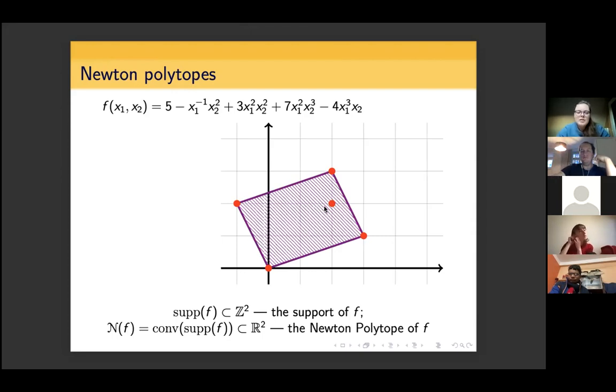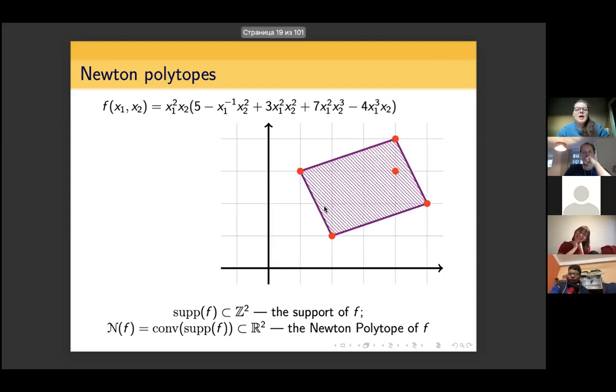Still, it helps to recover a lot of information about the variety given by this polynomial. If you have ever heard of theorems like Bernstein-Kushnirenko, then you might know what I mean. If not, well, that's a good reason to dig into that.